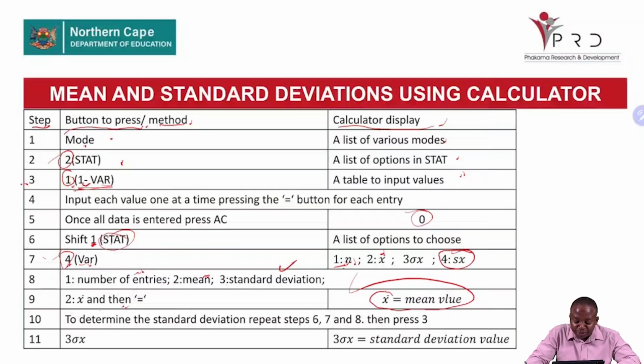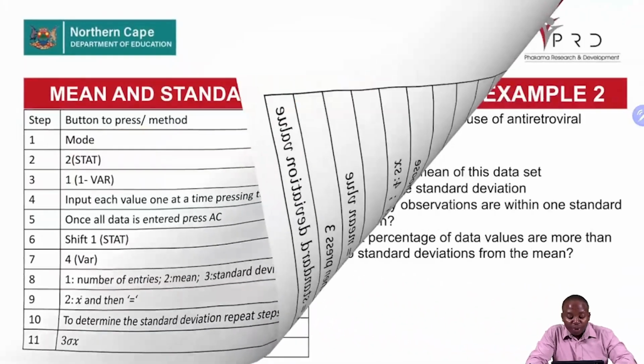Then to find the standard deviation, repeat from step number 6. Just press AC after getting the mean. Then go to step 6, which is shift 1, and start again. Then you press 4 for VAR, then you go and press number 3. You get a standard deviation value in that case.